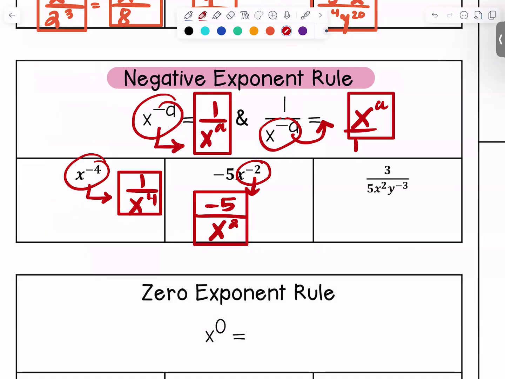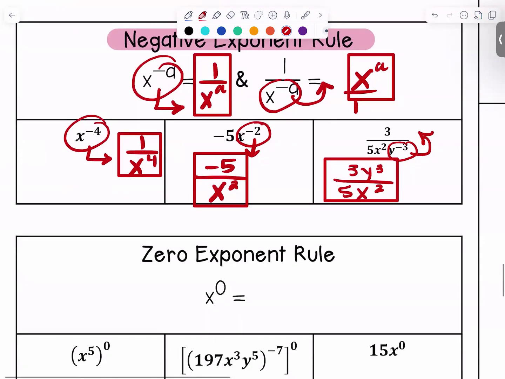And on this last one, it looks like everybody stays except for these y's have to go up. So 3y cubed, and then on the bottom is 5x squared. And nobody combines. So hopefully that makes sense.